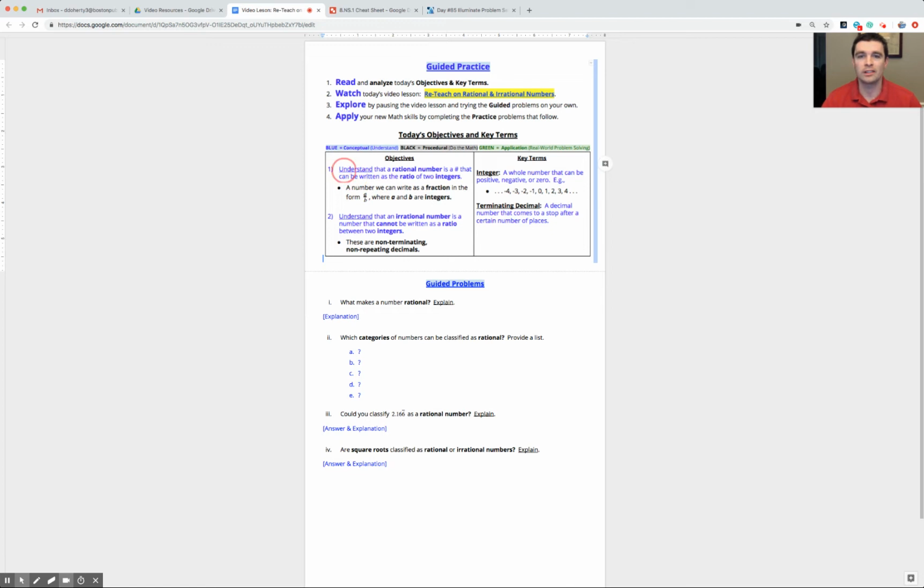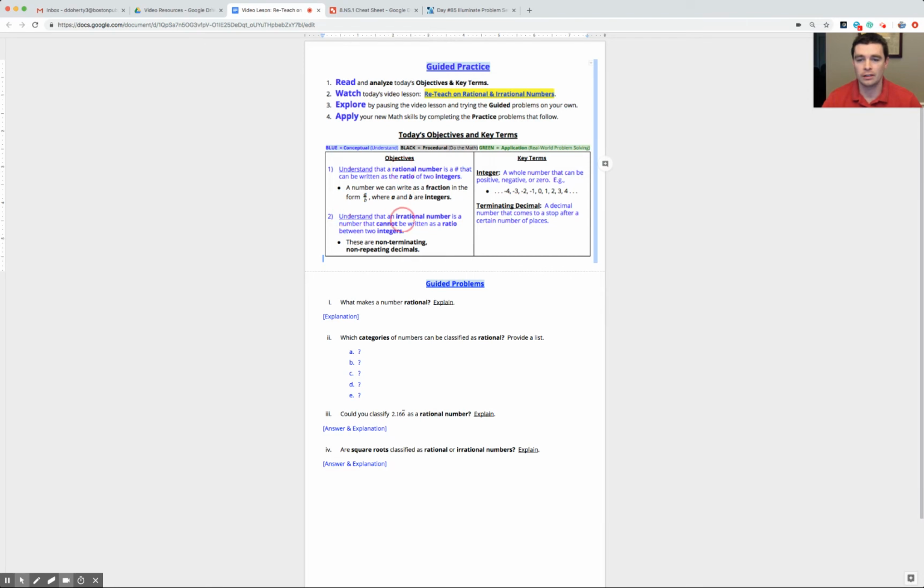The big thing to understand today for rational numbers is that a rational number is a number that can be written as the ratio of two integers. That's a really fancy way to say any number that we can write as a fraction in the form a over b, where a and b are whole numbers, is going to be rational. So to simplify that even more, if we can write a number as a fraction, it's going to be rational.